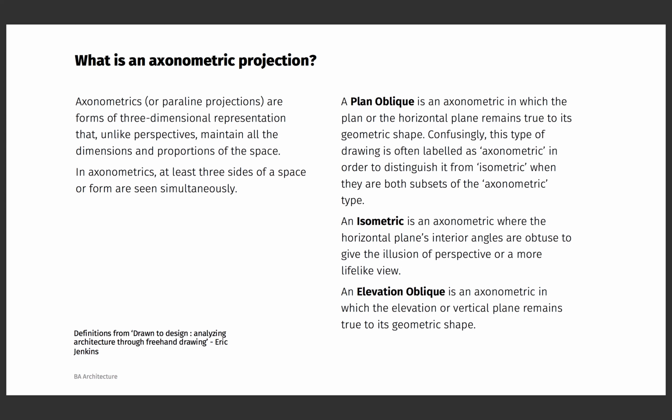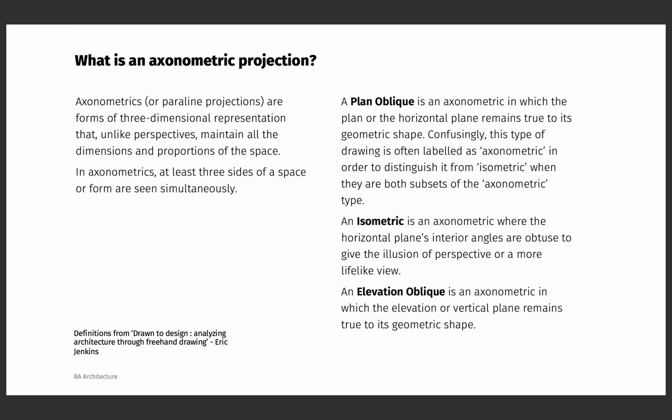Okay. So an isometric is in fact a subset, a form of axonometric drawing where the horizontal plane's interior angles are obtuse. In other words, they're broken from 90 degrees to give the illusion of perspective or a more lifelike view. We'll look at that in a little bit more detail in a minute. So isometric emphasizes all three planes, the two vertical planes and our horizontal plane equally, whereas a plan oblique emphasizes the horizontal plane and has less emphasis on the vertical. And isometric is a little bit more towards perspective and realistic in its view.